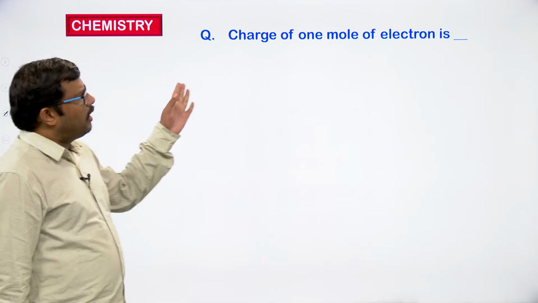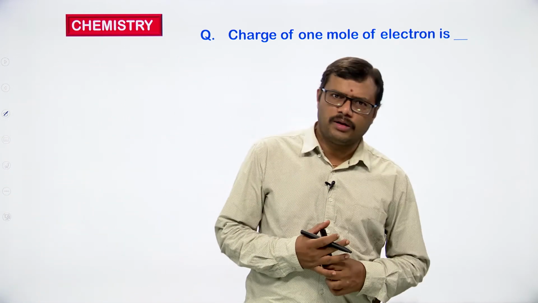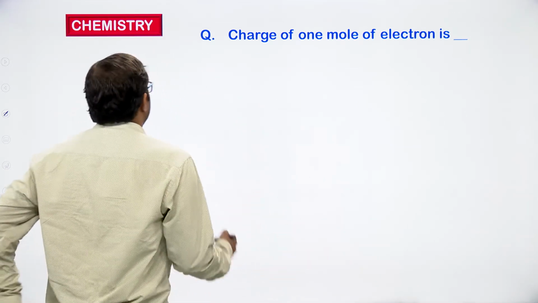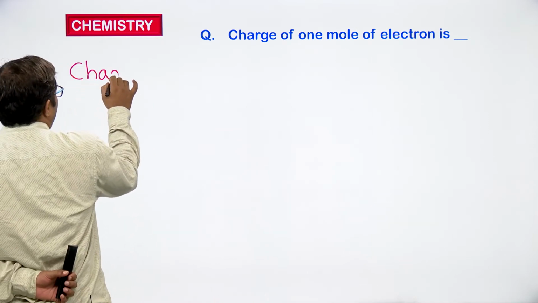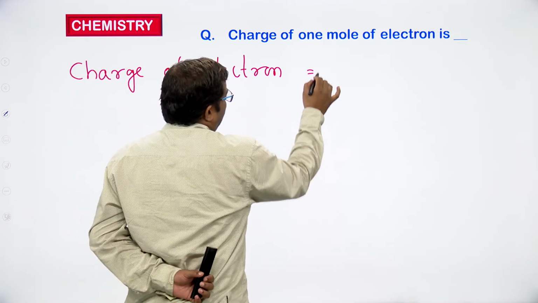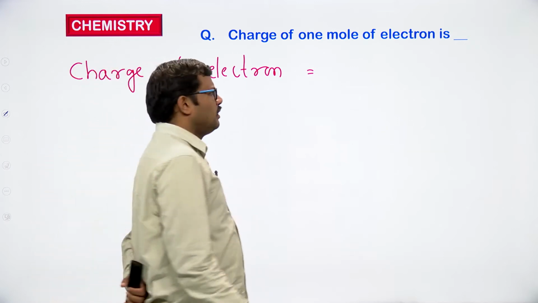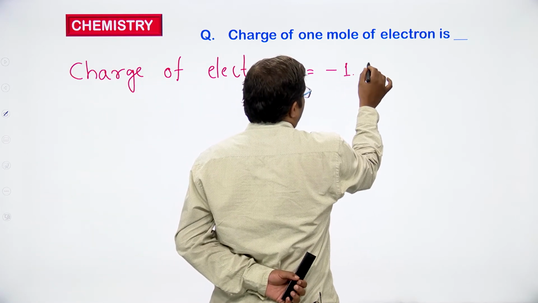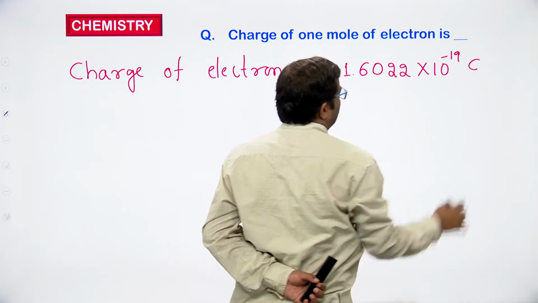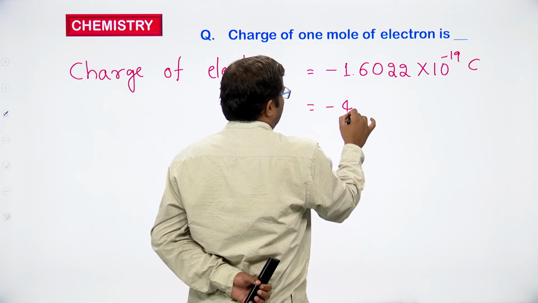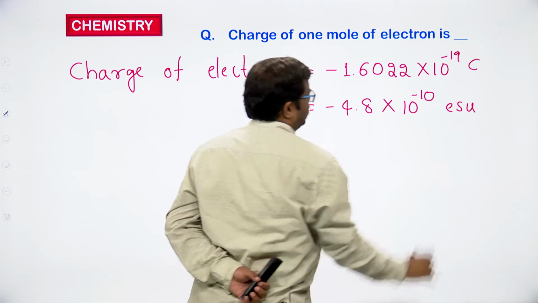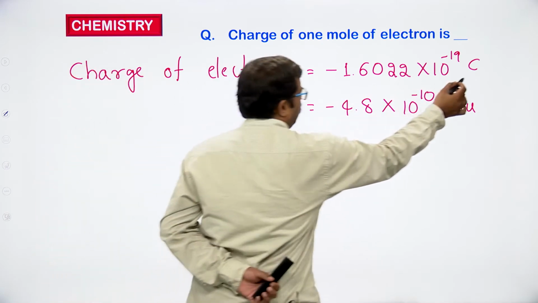What is the charge of 1 mole of electron? As we discussed while dealing with the discovery of electron, there we came to know about the charge of electron. Who has given the charge of electron? It was given by Millikan, in the famous oil drop experiment. It is 1.6022 into 10 to the power of minus 19 coulombs, or minus 4.8 into 10 to the power of minus 10 electrostatic units. But I am considering only the coulomb value.